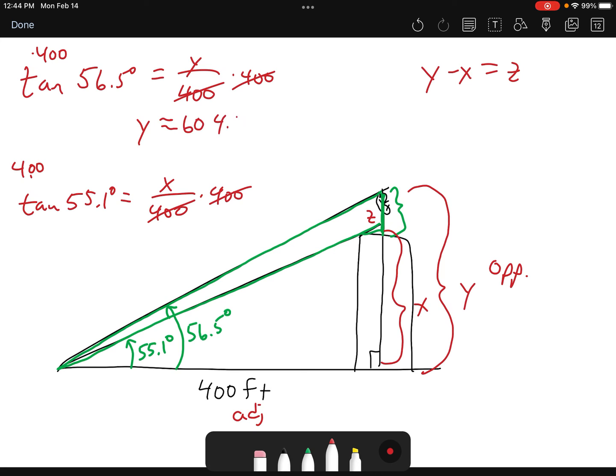approximately 604.3, and 400 tangent 55.1 gives us approximately 573.4. We're going to go one decimal place here. So if I subtract those, 604.3 minus 573.4, so if you have these nice calculators, it's real easy. You don't have to type it in. I got about 30.9 feet tall.